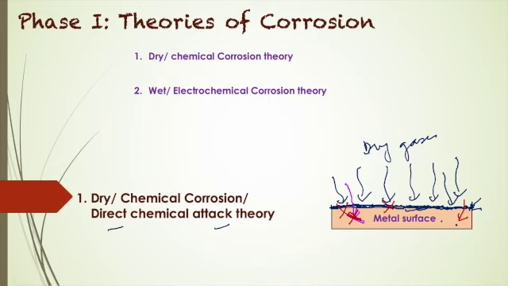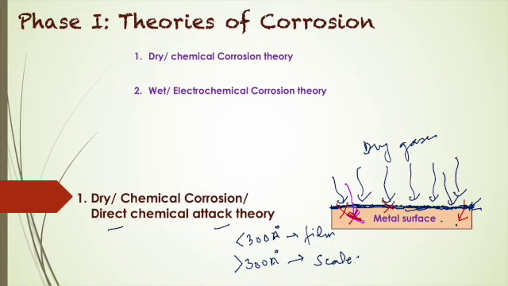Now if the thickness of this corrosion product layer which is formed on the surface of the metal is less than 300 angstrom, then we call it a film. Okay, so if the thickness is less than 300 angstrom, we call it a film. But if the thickness becomes more than 300 angstrom, then instead of calling it a film, we call it a scale. Okay, so in other words you can say that the thickness of the film varies.